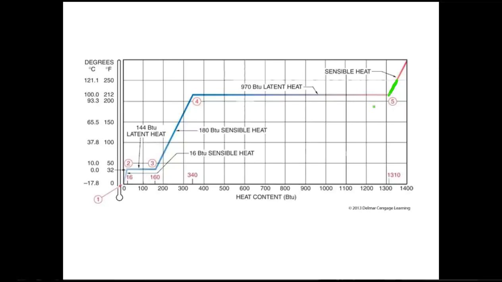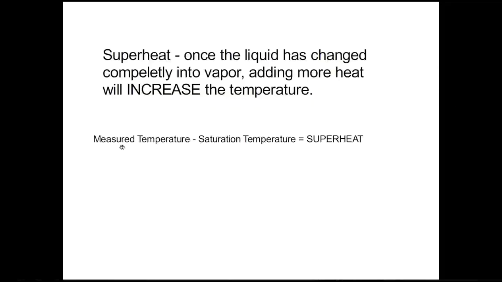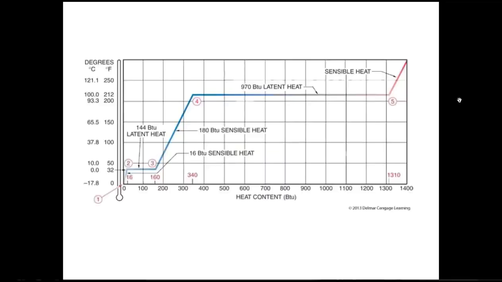So when you think about superheat, it is heat that is added above the saturation point after it turns into 100% vapor, whether it be water or refrigerant. So if you measure the temperature of your refrigerant or water, and you subtract the saturation temperature from it, what is remaining is the superheat. And this is when it's in the vapor form. Now, this has a lot to do with refrigeration troubleshooting, which we'll get into in another webinar, but superheat and subcooling are important.